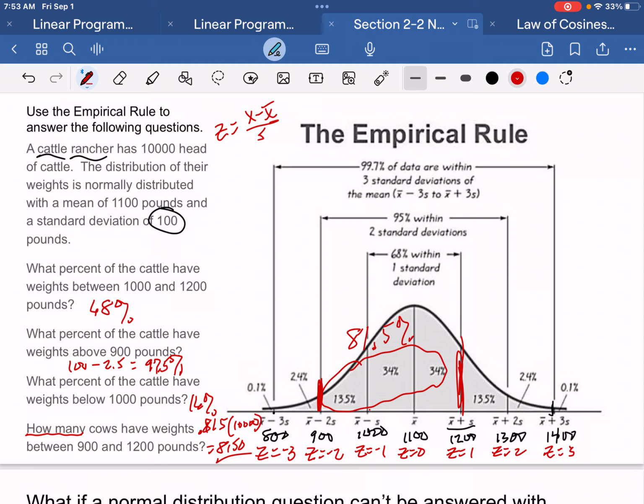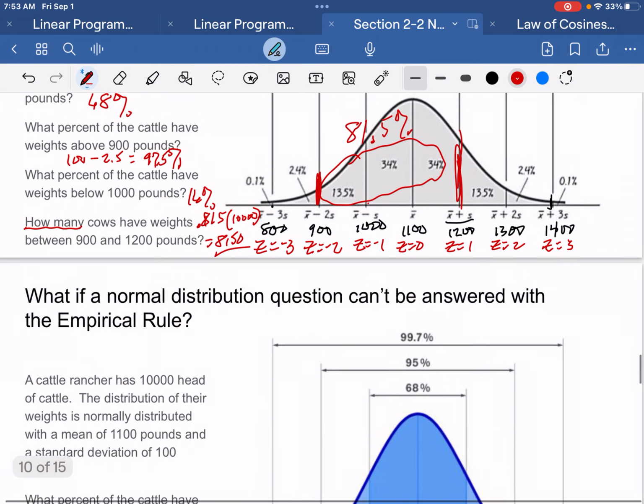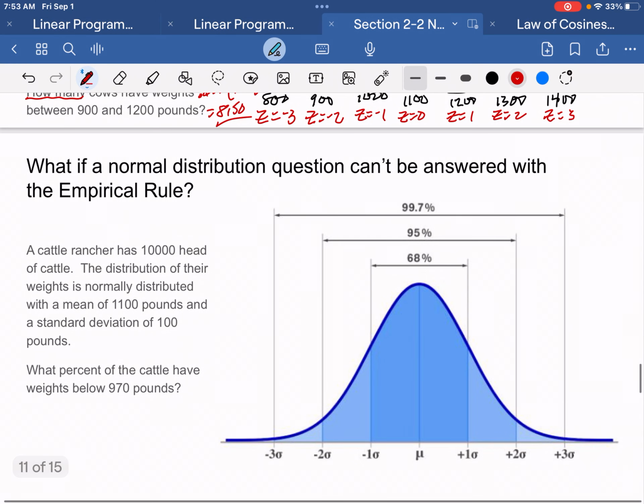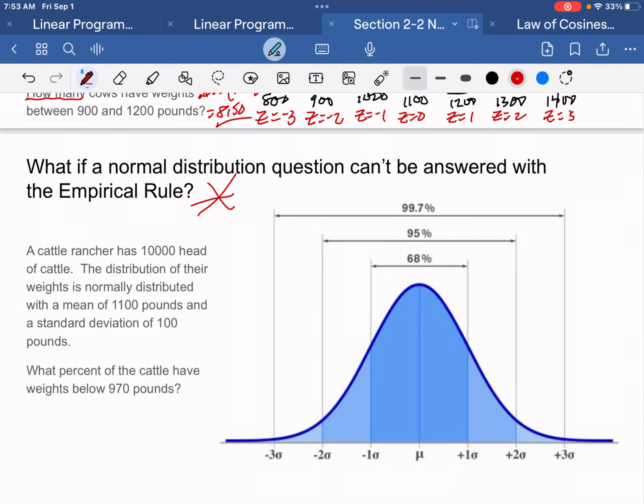Okay, I'm going to post these notes, and I'll also post a second homework assignment where you should use the empirical rule to solve problems. Now, in the next lesson, next week when we return, we're going to say what happens if a normal distribution question can't be answered with the empirical rule, and this is an extremely important lesson.